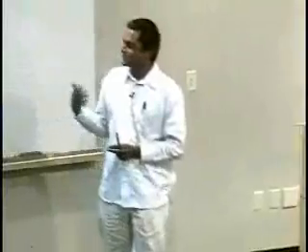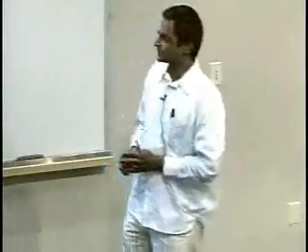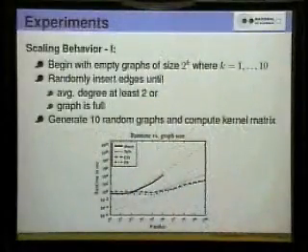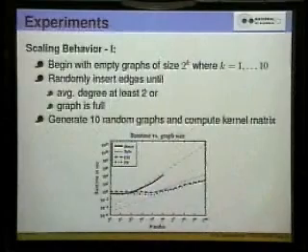is not to worry about efficiency in the machine learning sense of how does it do on a test set and so on. Our aim is just to show that you can compute these things much faster. That's where we are going for. So there are two types of scaling behavior that we studied on synthetic graphs. One type of scaling behavior is how does it scale with the number of nodes.